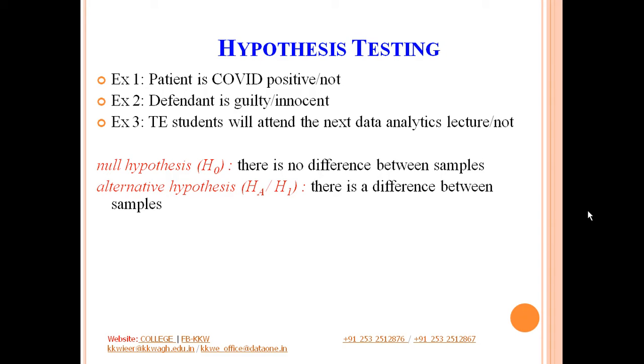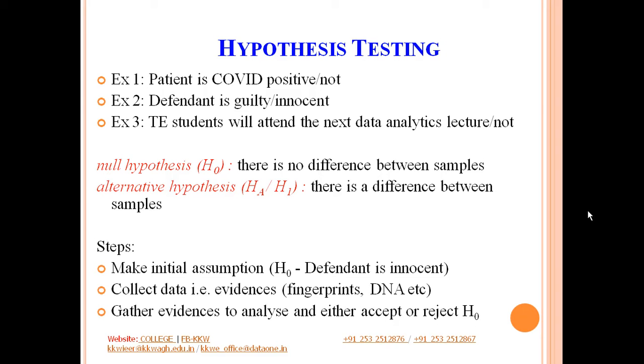Second is the alternative hypothesis, which is just the reverse of it. There is a difference between the samples. That is, you check the first person, he is COVID positive. You check the next person from the sample, he is again positive. You check the third person, he is negative. Okay, so there is a difference between the samples. So your outcome can be anything. That is your alternative hypothesis.